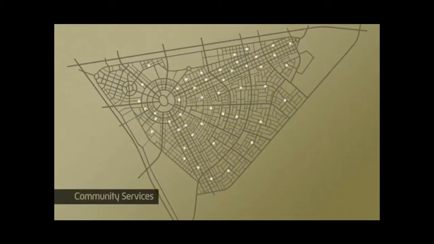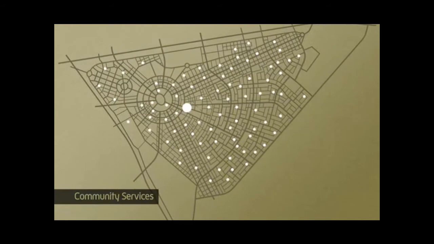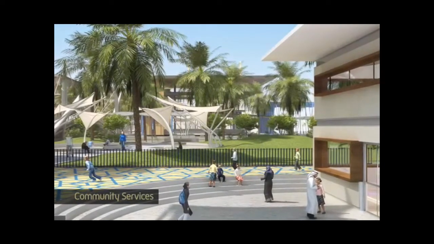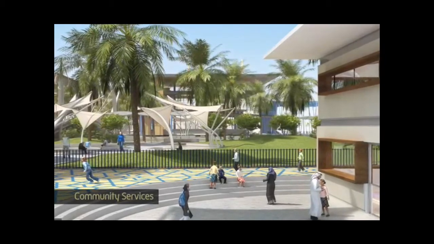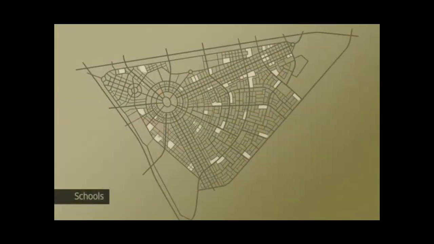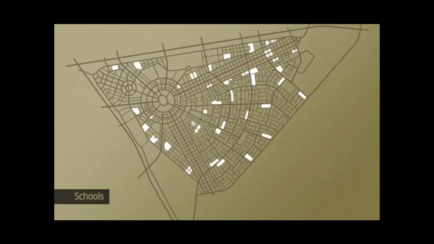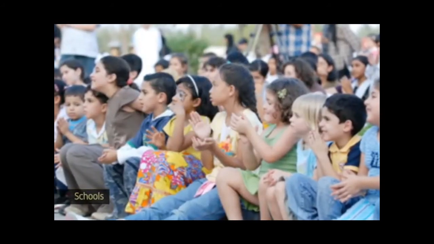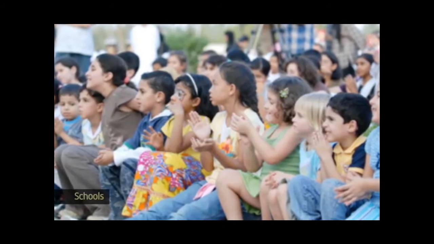Each neighborhood in the capital district will be well served by community services and amenities, including service stations, cultural centers, youth centers, post offices, women's centers, libraries, and mosques. Schools have been provided within close proximity to all neighborhoods, serving the Emirati and expatriate school-aged population well into the future.